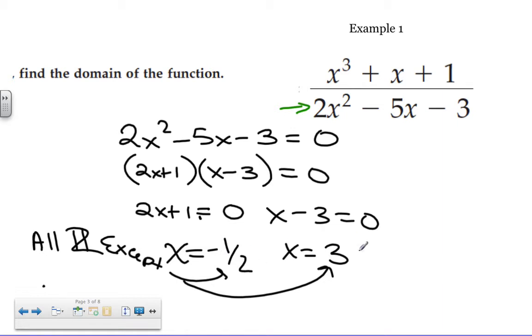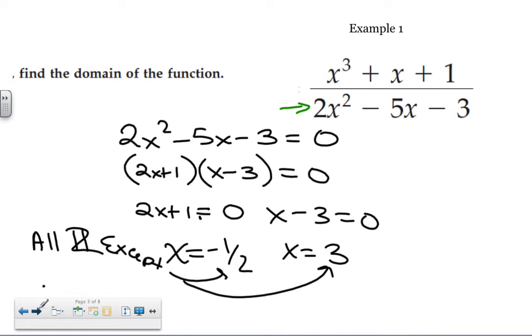Okay. Now, before you start saying, Miss, what if I can cancel with the numerator? I do not want you doing that yet. There are situations where we can do that, but it's still a 0. It's still not going to be in the domain, even if I could cancel it.